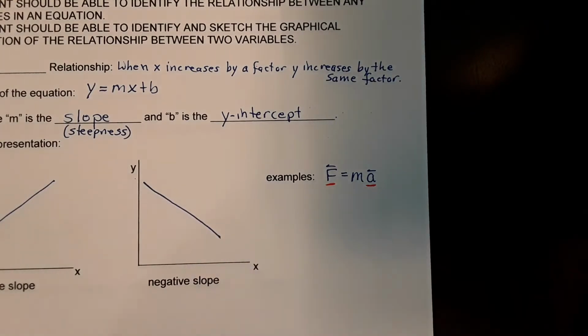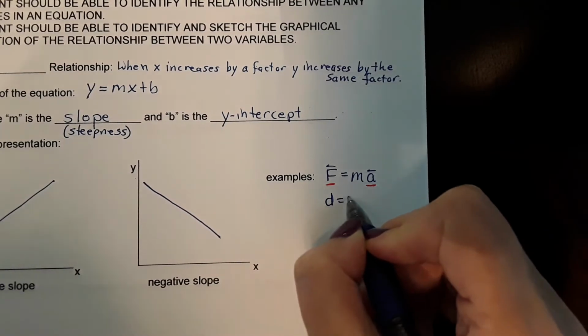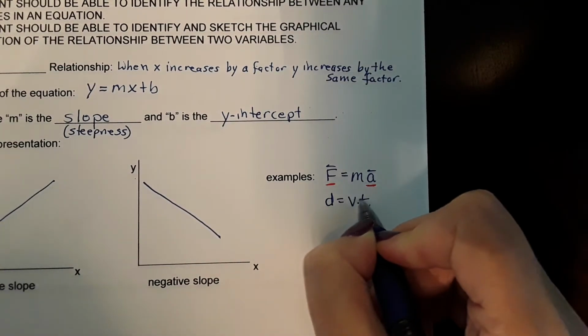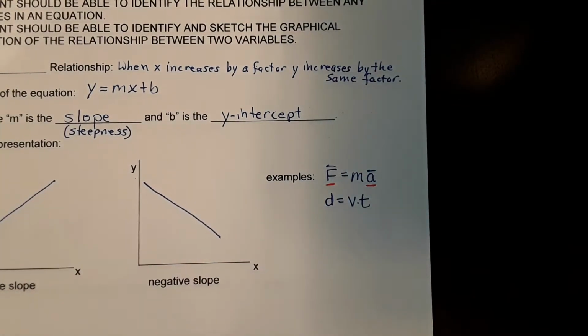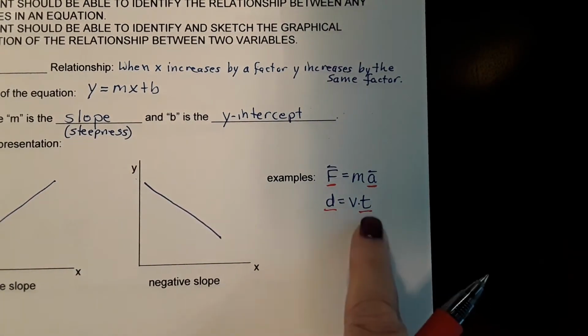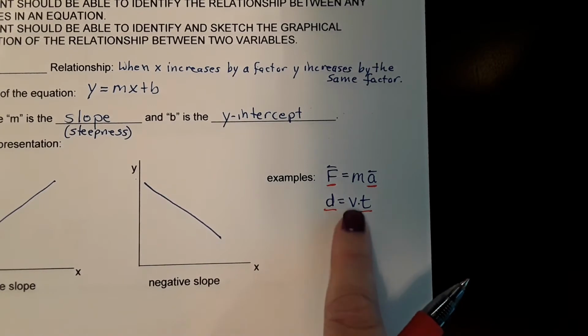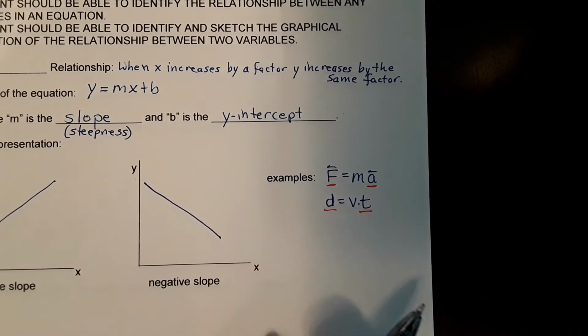Okay? Another example would be the distance formula. Distance equals speed times time. All right? Again, if we look at the d and the t, they're both in the numerator. Neither of them is squared. That's going to give us a linear relationship, and the slope would be the speed of the object. So y equals mx with an understood b of 0 at t equals 0.